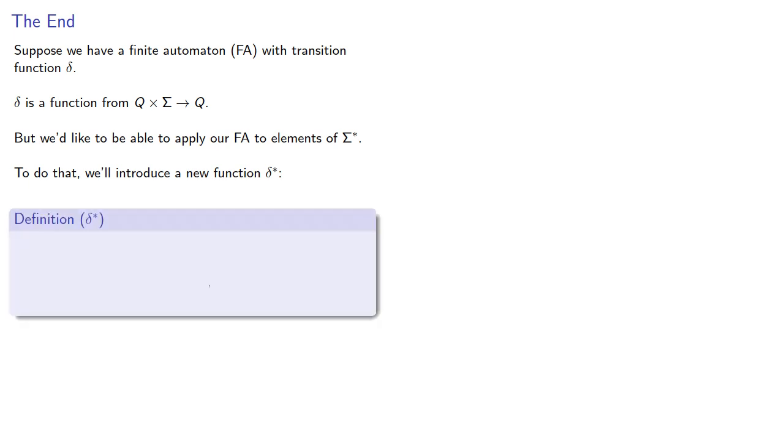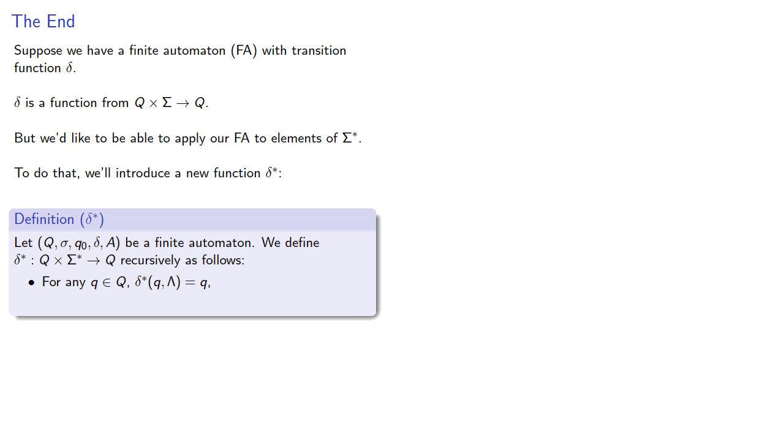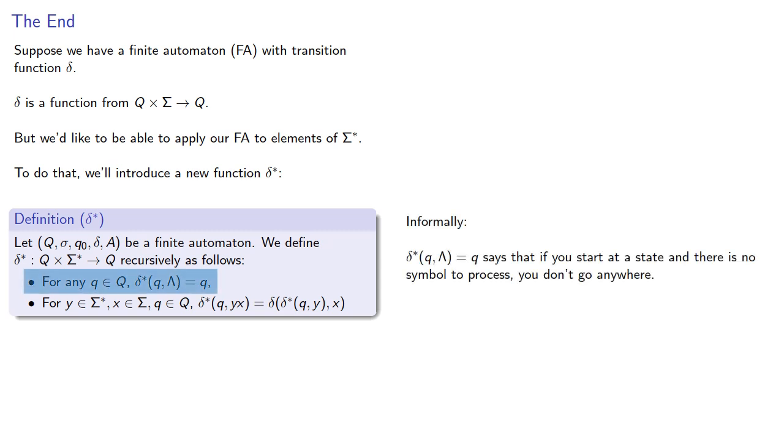So suppose we have a finite automaton. We'll define delta star to be the function from the Cartesian product of the set of states and strings into the set of states as follows. For any q in our set of states, delta star of q and the empty string is just q. And then for any string y and any individual symbol x at any state q, delta star of q, yx is delta of delta star of q, y and x. Now that's a lot of notation, so let's take it apart. Informally, the first line says that if you start at a state and there's no symbol to process, you don't go anywhere.